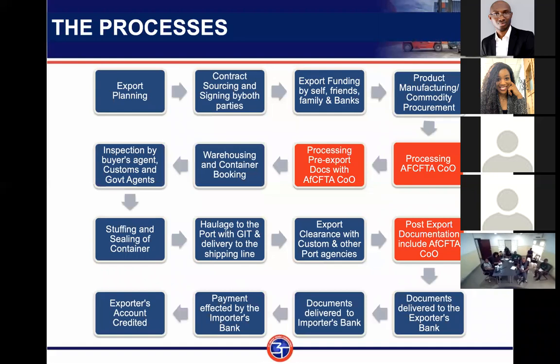You process your NXPs, but this time around, if you want to trade under AfCFTA, you won't be able to process your NXP immediately. Your product must be deemed to be an originating product on the African continent. What does that mean, originating product?